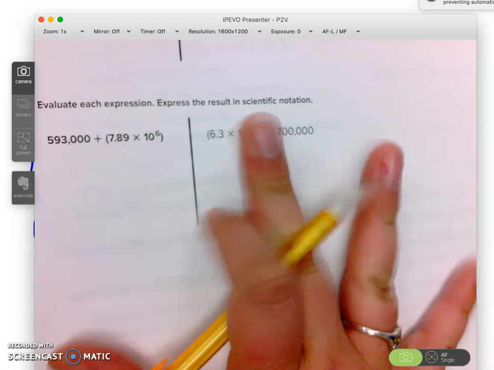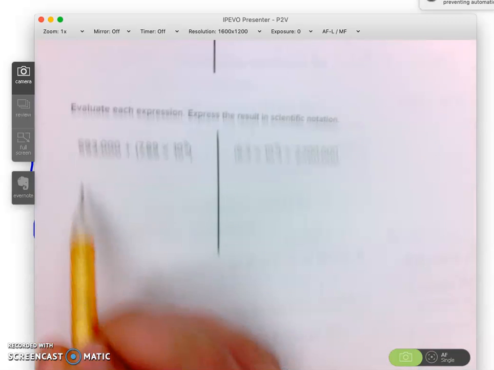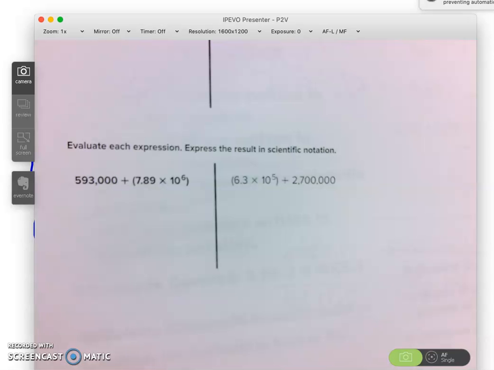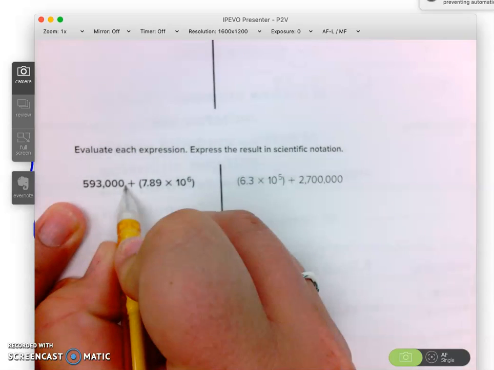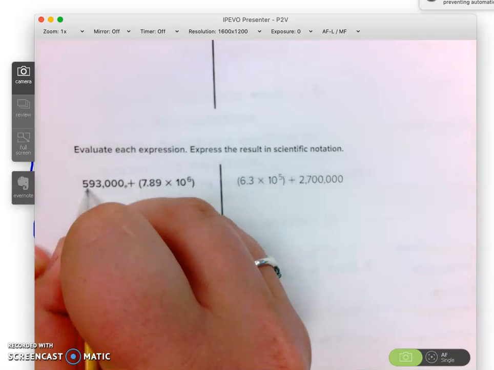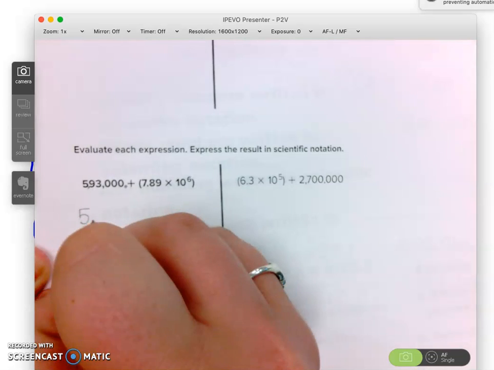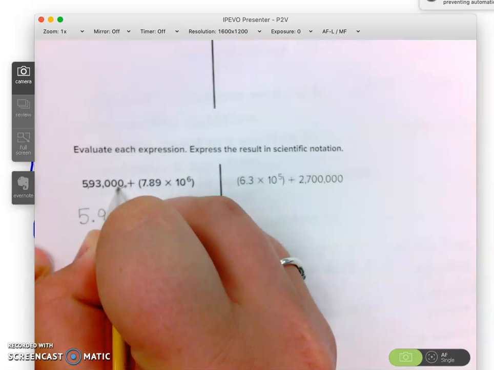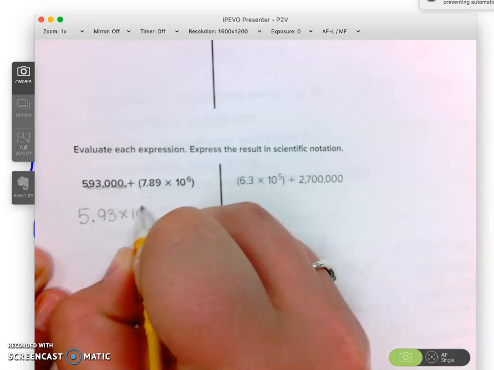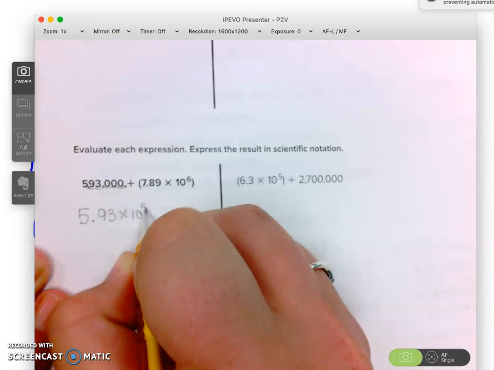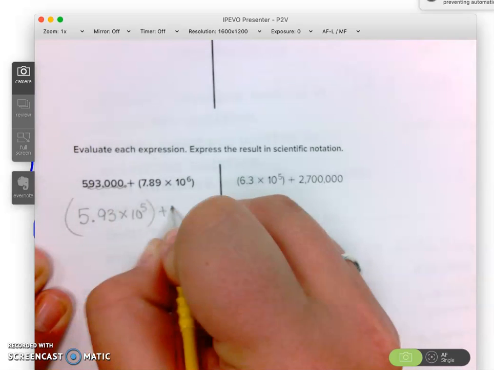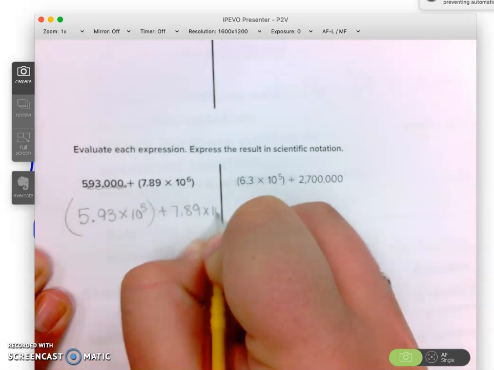Okay, here. So right here we don't have both of them in scientific notation, but if you see here, we first put them both into scientific notation. So we're going to do that. So here my decimal is invisible and it's right here, and I need to move it to right here. So 5.93, and it's going to be times 10. Remember, 1, 2, 3, 4, 5. I made this number smaller, so I make this number bigger. Okay, and I'm going to add it to 7.89 times 10 to the 6th.